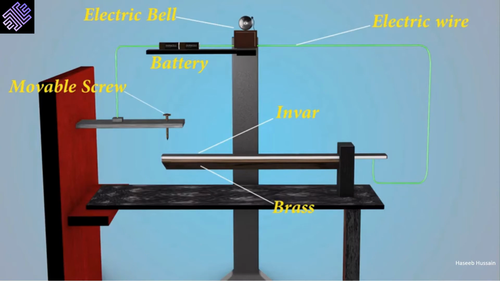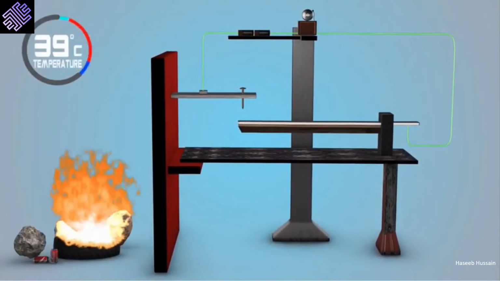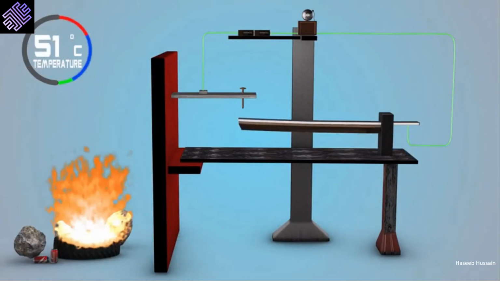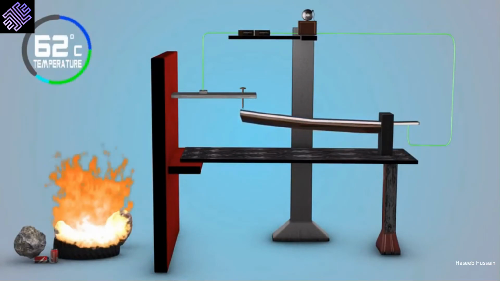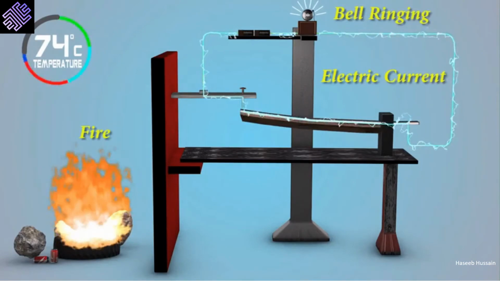When a fire is placed close to the circuit, the temperature starts to rise. The bimetallic strip starts to bend until it contacts the movable screw. Once in contact, the current starts to flow in the circuit and the electric bell starts to ring.